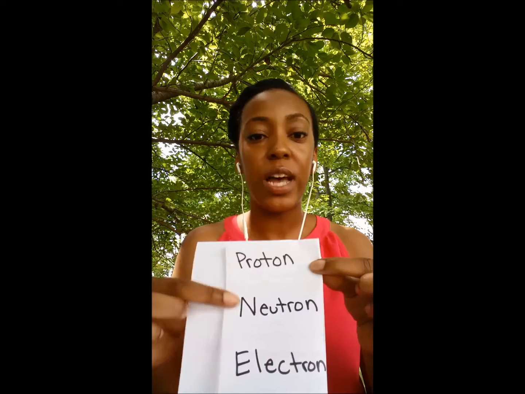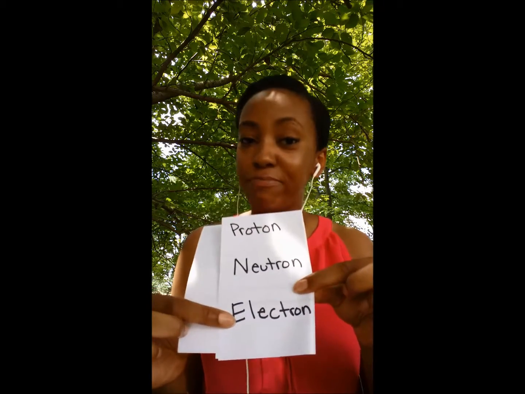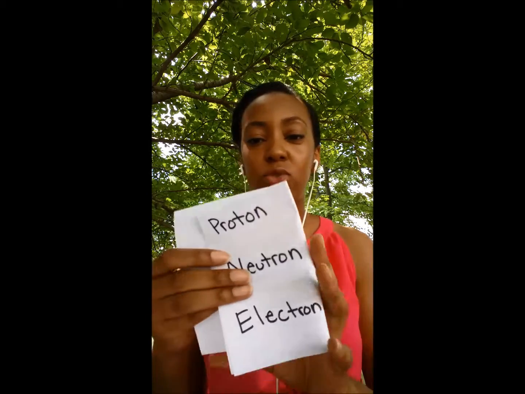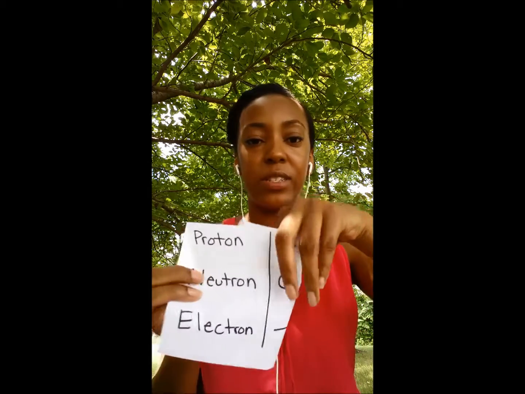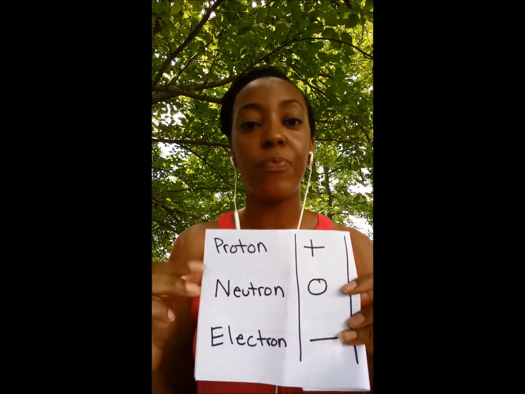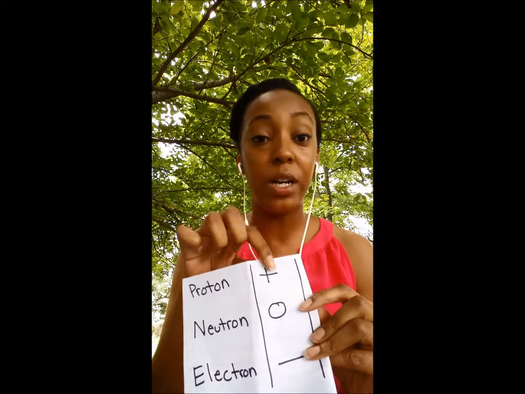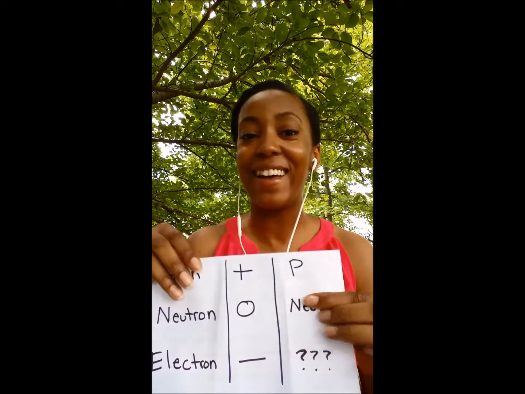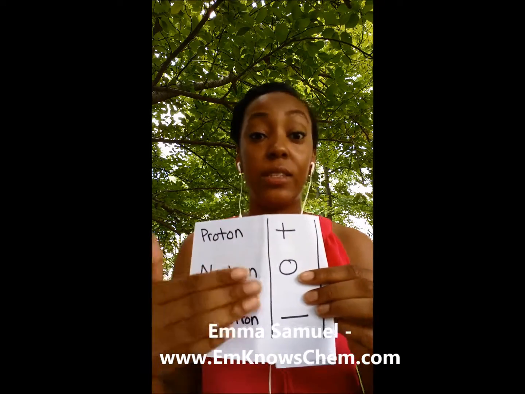So these are the three different types of subatomic particles. The first, proton. The second, neutron. The third, electron. There are ways to remember them, but I'll first go into the properties of each of them. The proton has a positive charge. Proton, P. The neutron has a neutral charge, 0, so it's not positive, it's not negative, it is neutral.